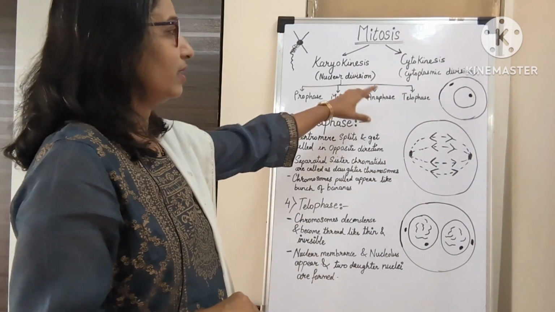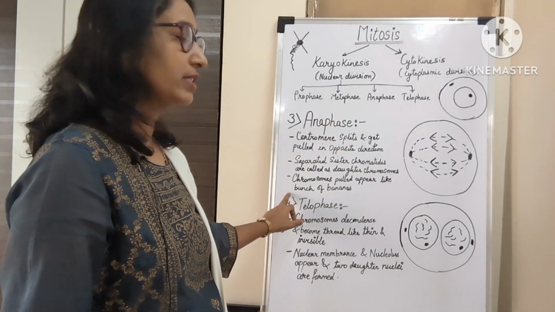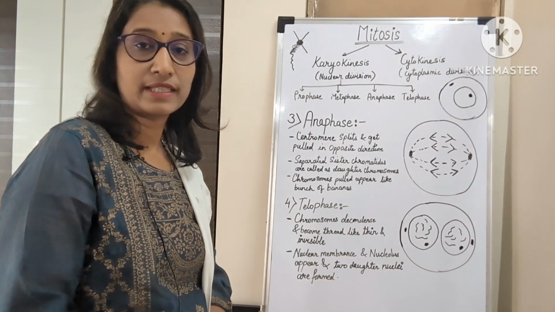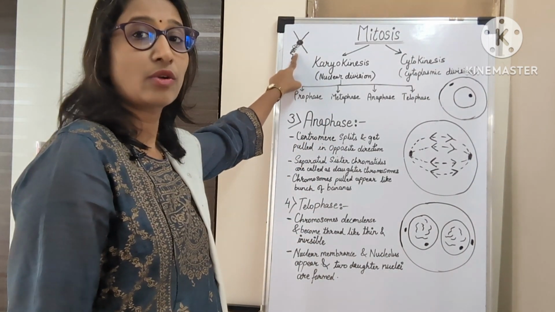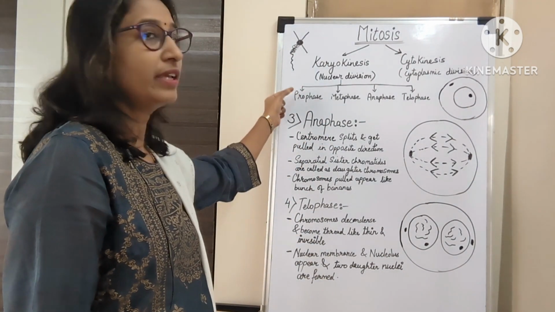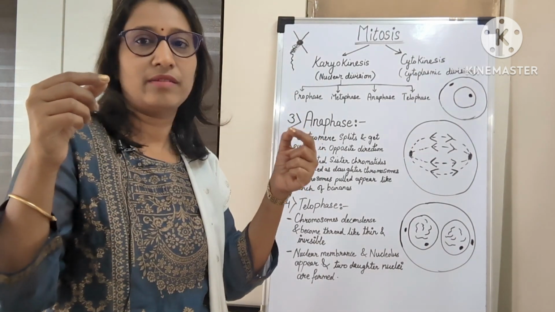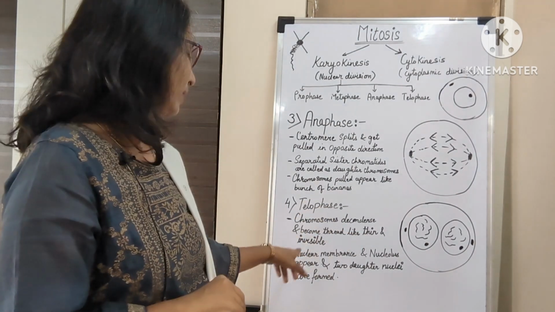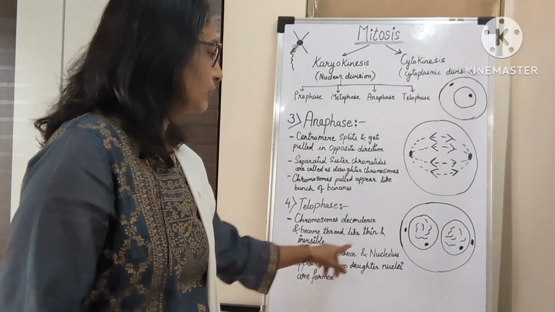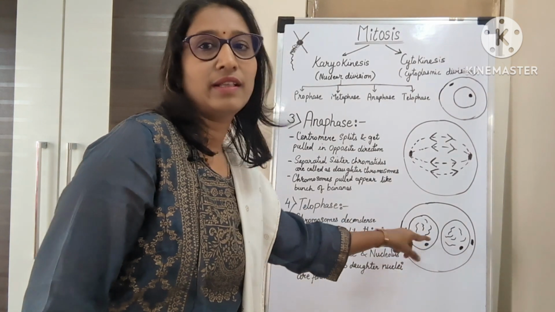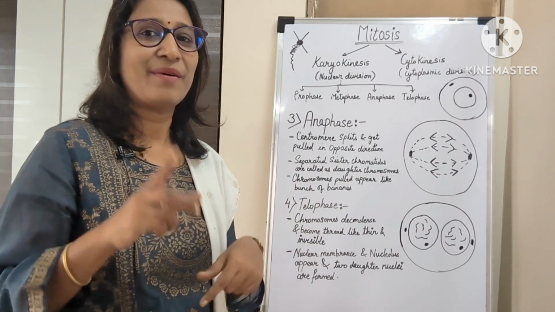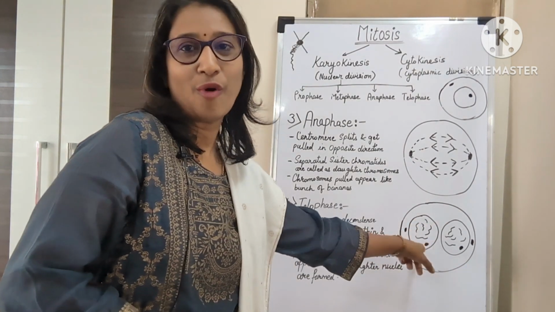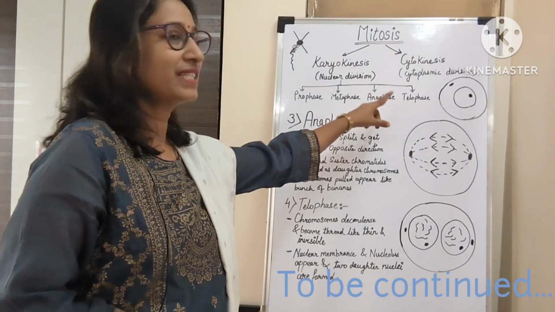Now the last step is telophase. Telophase is the 4th step, and these are the points. The chromosomes decondense. So this is the chromosome, and this chromosome decondenses and becomes thread-like, very thin, and invisible. Next, the nuclear membrane and nucleolus appear, that is, Mr. India comes back. And 2 nuclei are formed. So here we complete anaphase and telophase.